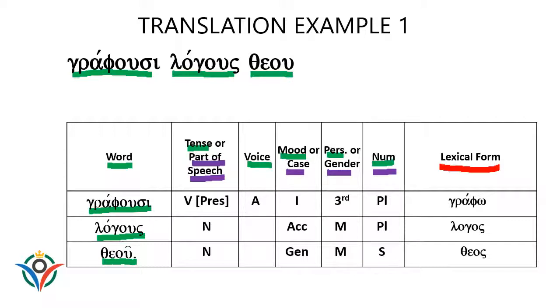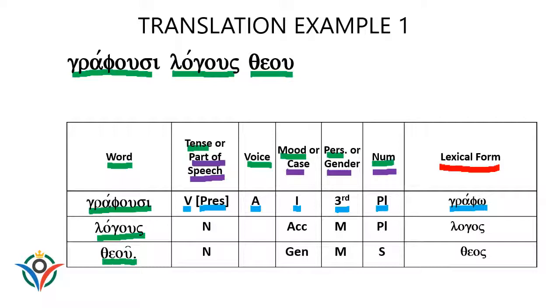For graphousi, I've parsed it for you. It is a verb. Its tense is present. Its voice is active. Its mood is indicative. Its person is third person. And the number is plural. The lexical form is grapho.